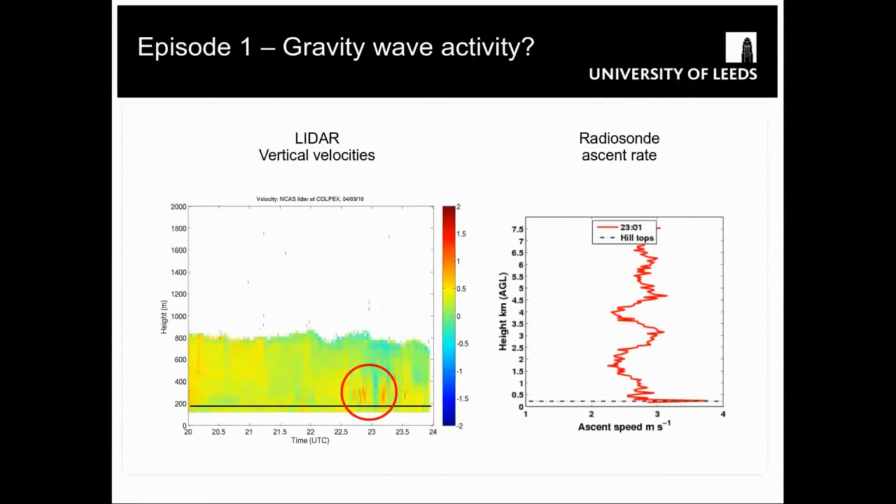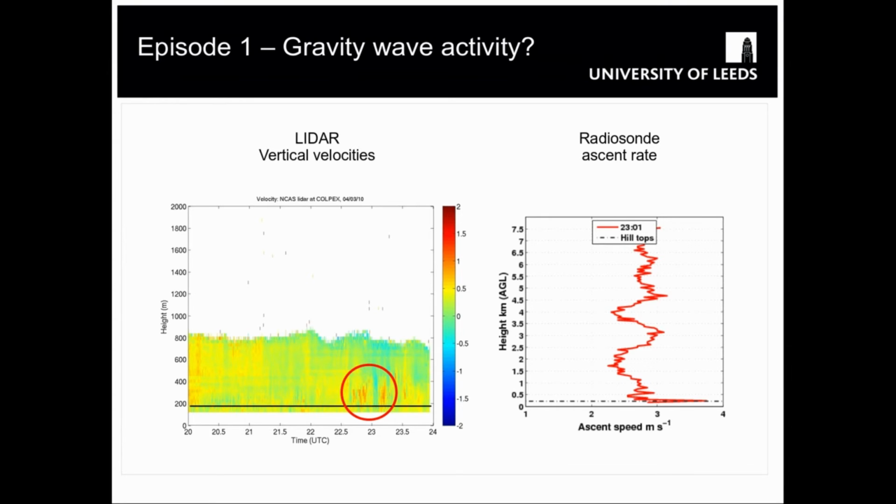So there's actually a range of different things going on, and it just demonstrates the complexity of trying to forecast these kinds of events. So the first episode here, this is the zoom in of the LiDAR image. You can see these vertical motions, upward and downward motions that look slightly wave-like. And if we look at the radiosonde, this is the weather balloon that was launched at 11 o'clock, so just in the middle of this period.